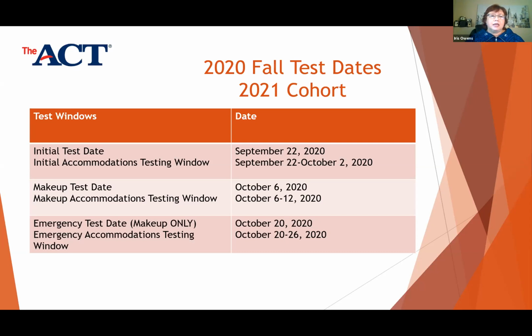Normally they're called initial, makeup, and emergency test dates. This time you do have a choice. You can choose between September 22nd, which is a paper pencil test only this fall, or you can choose October 6th. Then you can do any makeup. Let me use this as an example. If you choose September 22nd, you can do makeup tests on October 6th or October 20th. If you choose October 6th as your main date of testing, you can do makeup tests on the emergency test date of October 20th. I hope that makes sense.